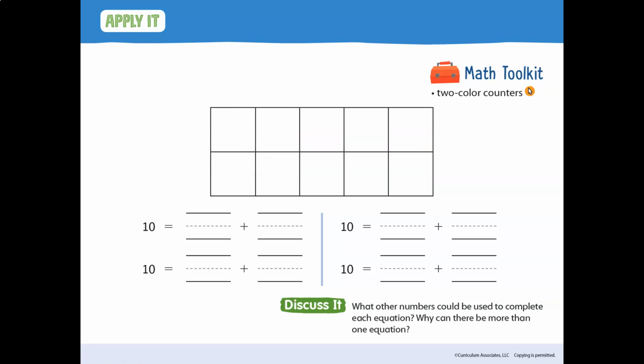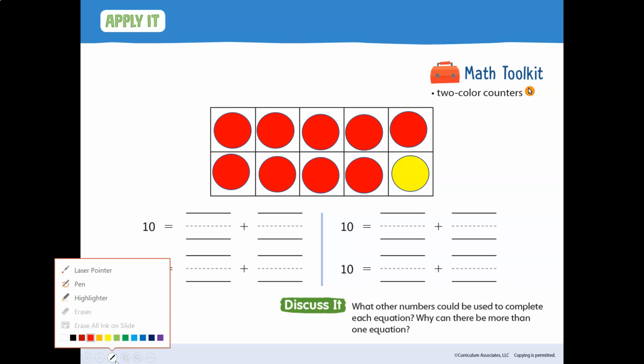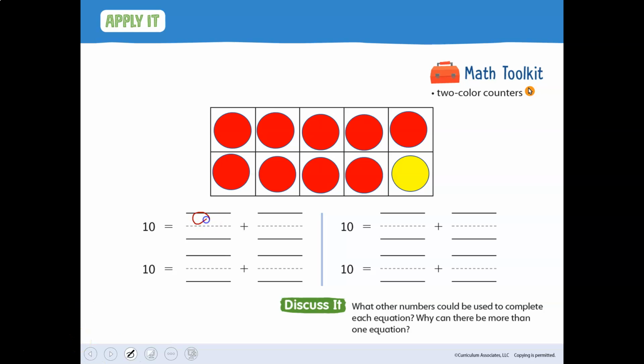Okay, so there's 10 pieces of fruit. Some are apples, the rest are bananas. Come up with 4 different ways to make that. And go ahead and tell someone the different ways you came up with. One way I came up with is I have 9 apples and 1 banana. So this would be 10 equals 9 plus 1. You can come up with different ways and discuss the ways that you came up with.